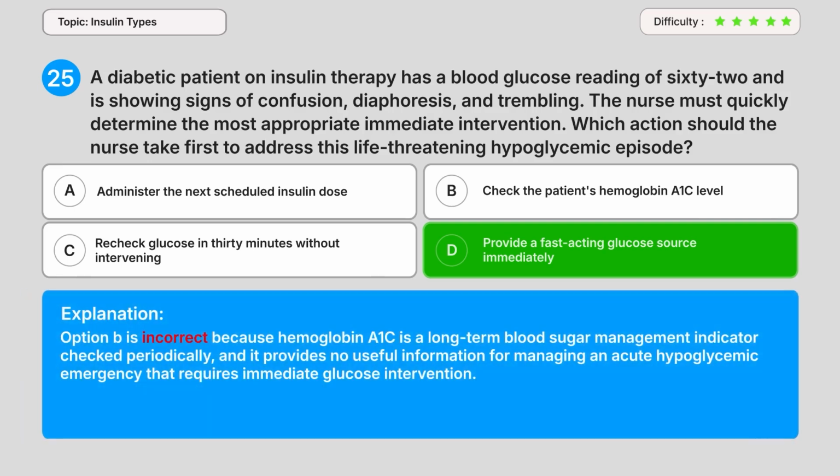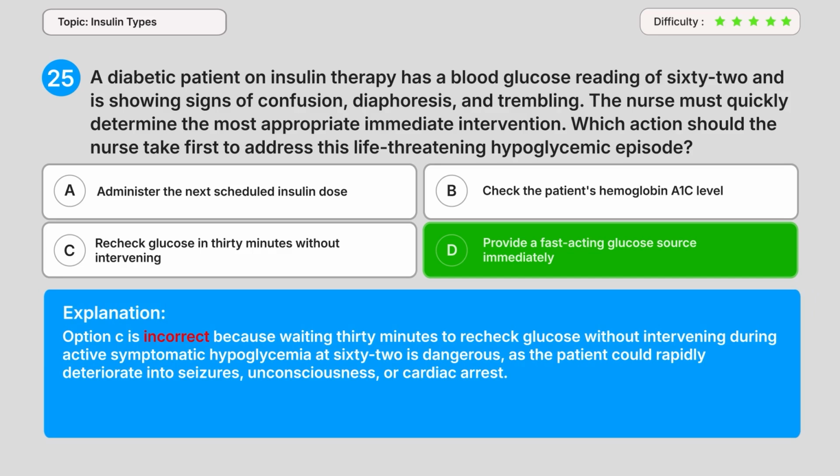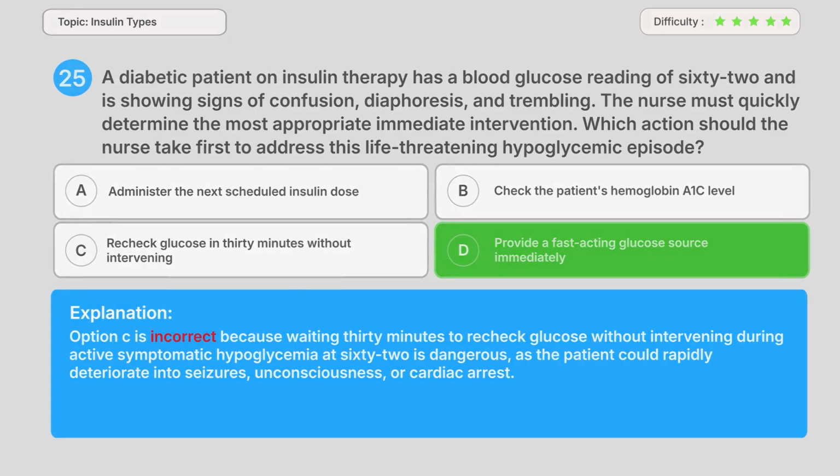Option B is incorrect because hemoglobin A1C is a long-term blood sugar management indicator checked periodically, and it provides no useful information for managing an acute hypoglycemic emergency that requires immediate glucose intervention. Option C is incorrect because waiting 30 minutes to recheck glucose without intervening during active symptomatic hypoglycemia at 62 is dangerous, as the patient could rapidly deteriorate into seizures, unconsciousness, or cardiac arrest.